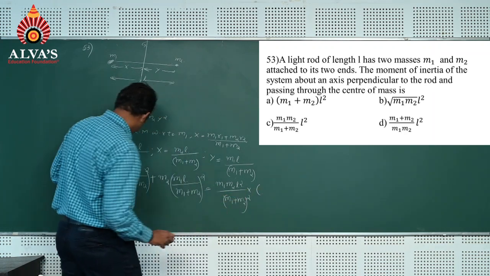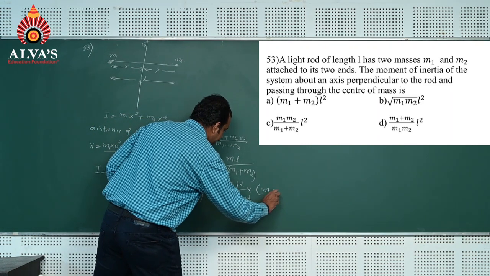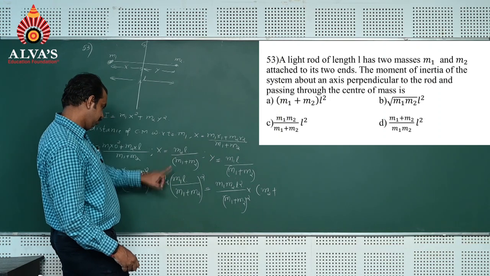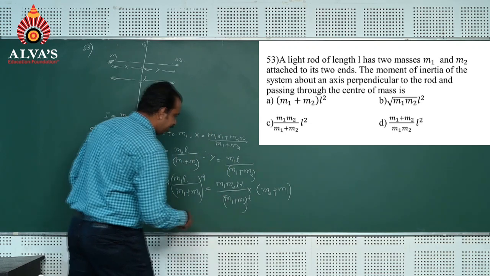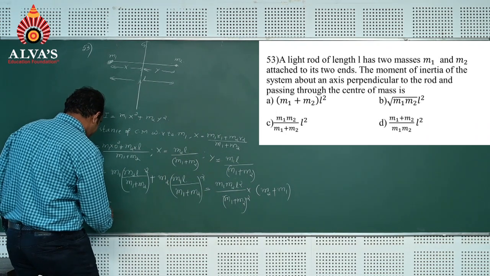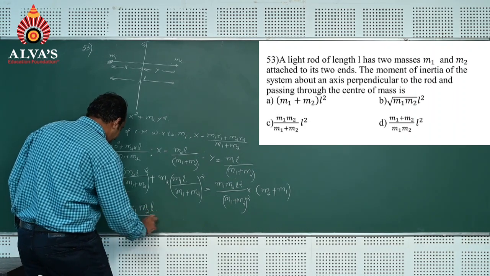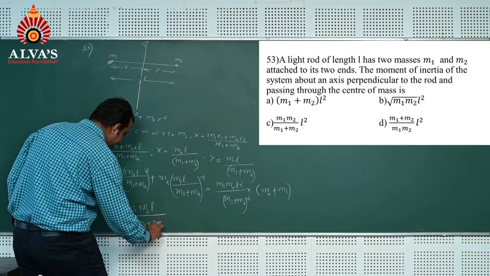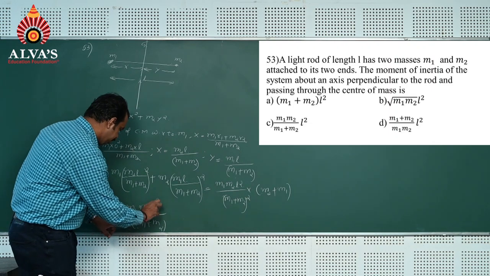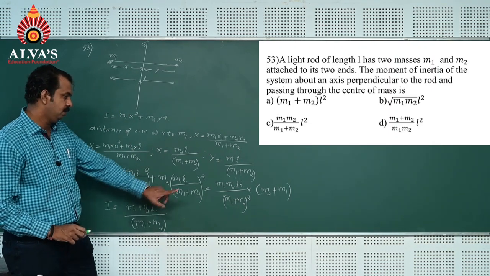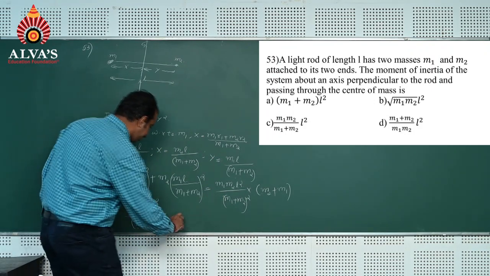The remaining terms: here m1 m2 is taken outside, so m2 remains, and here m1 is left. After cancellation, the moment of inertia I is equal to m1 m2 L square divided by m1 plus m2, since one factor of m1 plus m2 cancels. So the final answer is C. C is the right option.